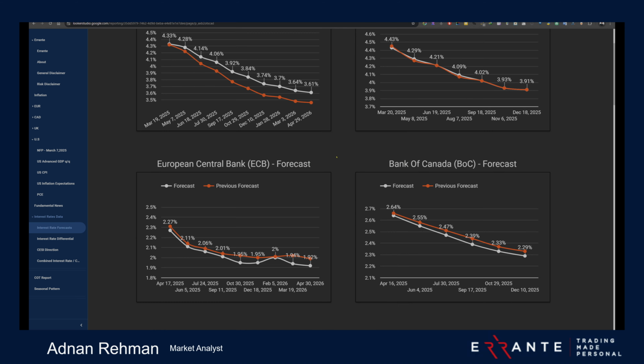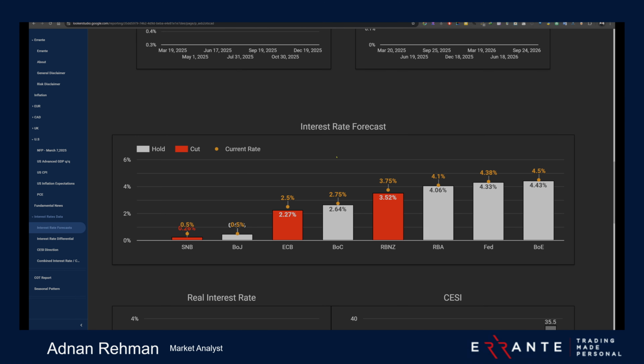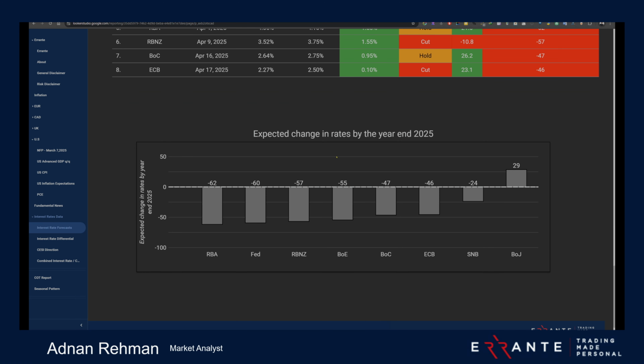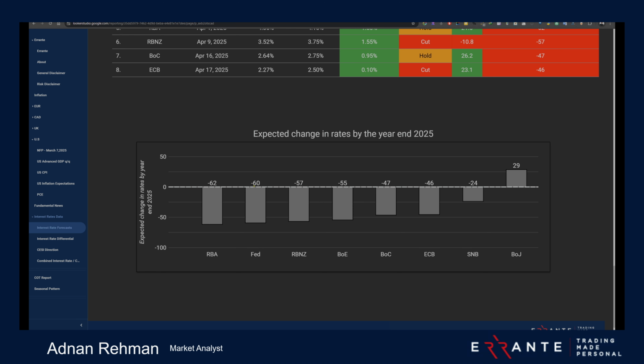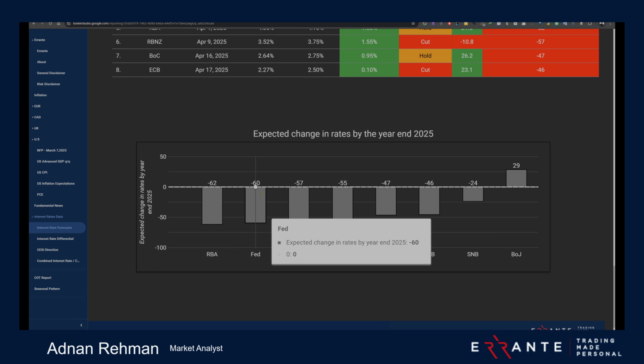Now, I'm sharing this image because later, when I explain the US inflation expectations, that is when you will have a grasp of this. Now let me show you the basis points of expected change in rates by year. In 2025, the Federal Reserve is expecting around 60 or 65 basis points of rate cuts by the end of the year.